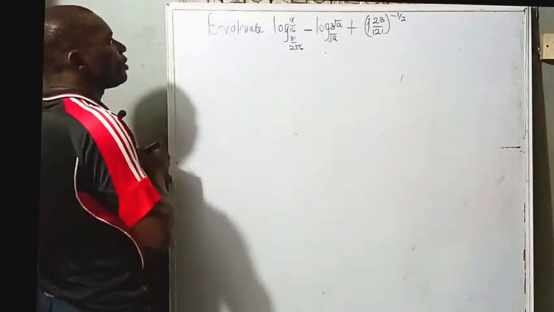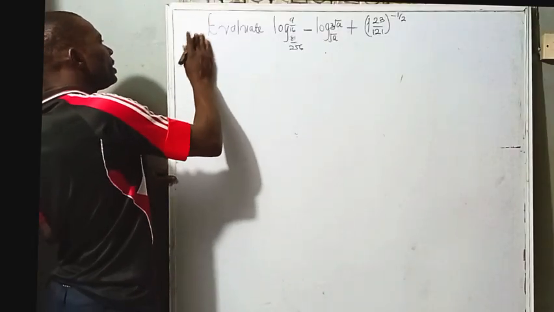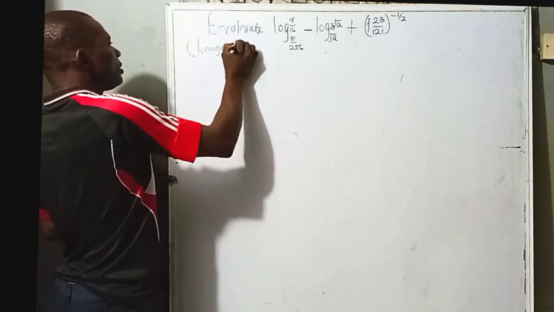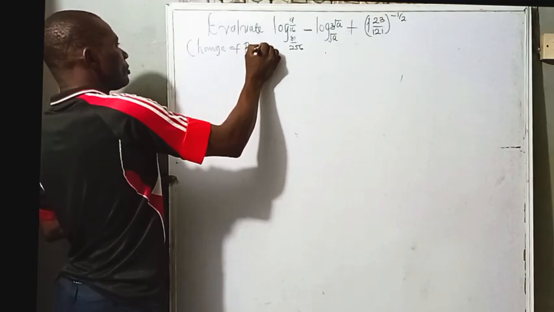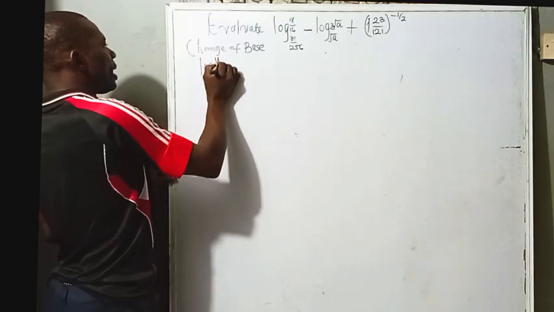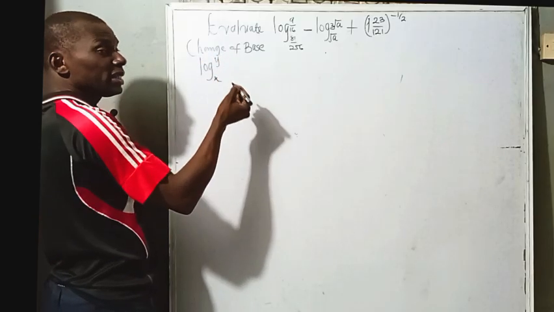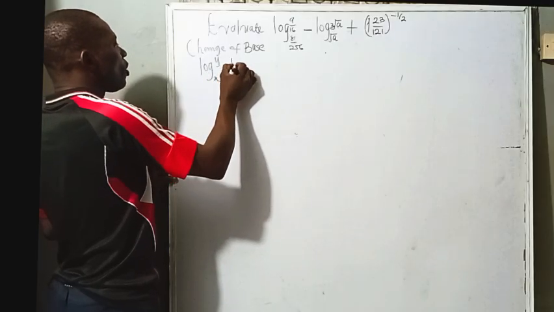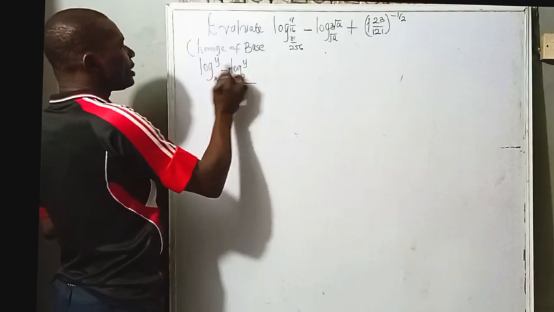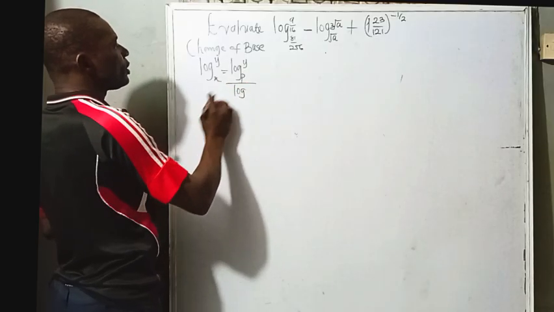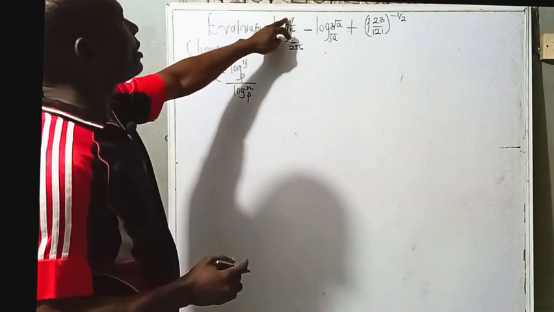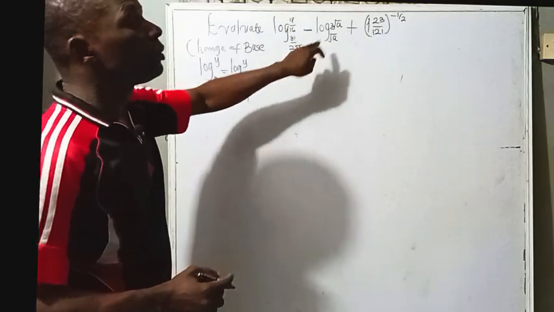So, what does this change of base specify? For instance, if we have a log of y to base x, and we are changing it to another base, let's say base p, this will become log y to base p, divided by log x to base p. So we use the same thing on these two logarithms.